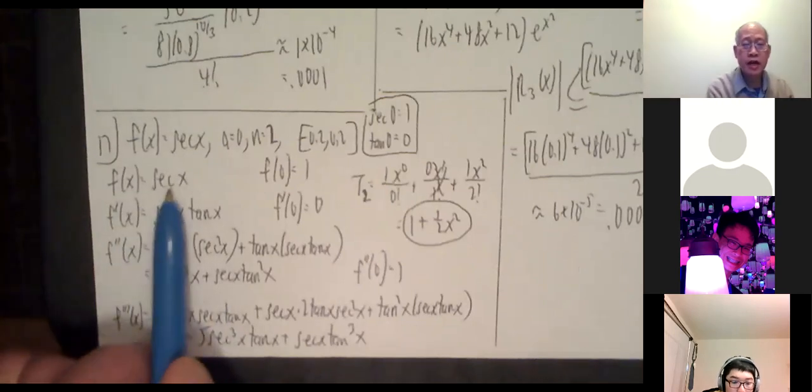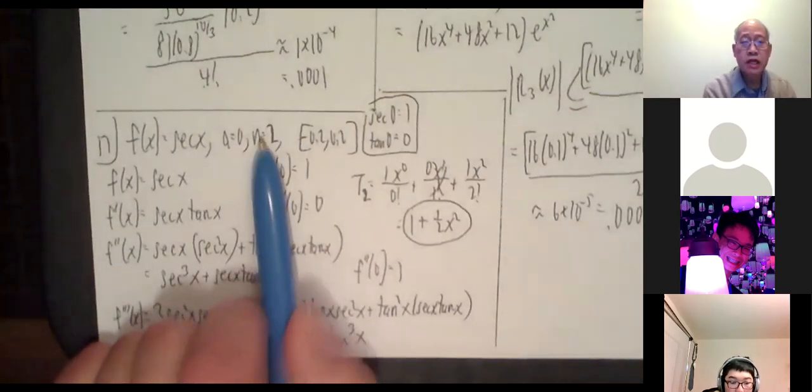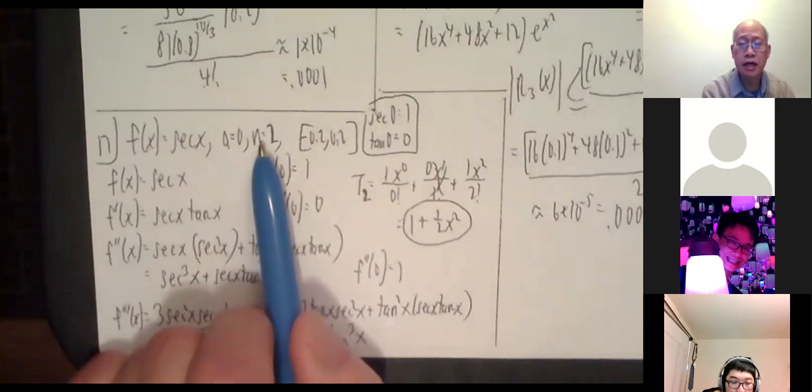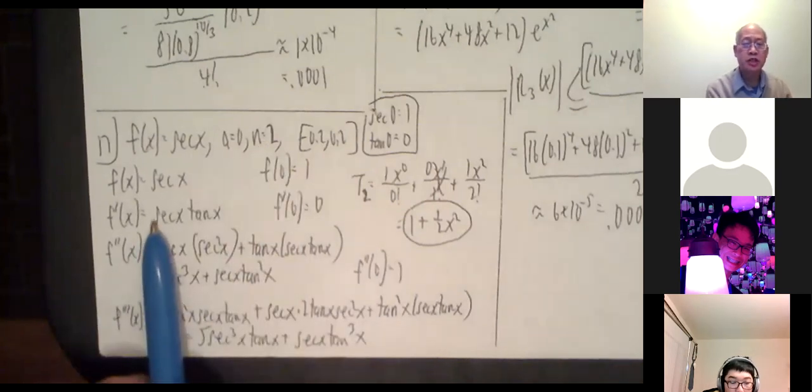Okay, I'll need that. So the function is secant of x. n equals 2 means I'm replacing the secant with a quadratic, a parabola. Instead of using the secant of x, I'm getting the best parabolic approximation. Okay, f prime is secant x tangent x.